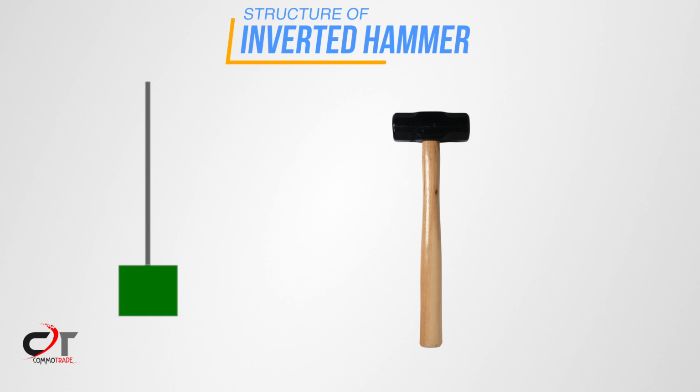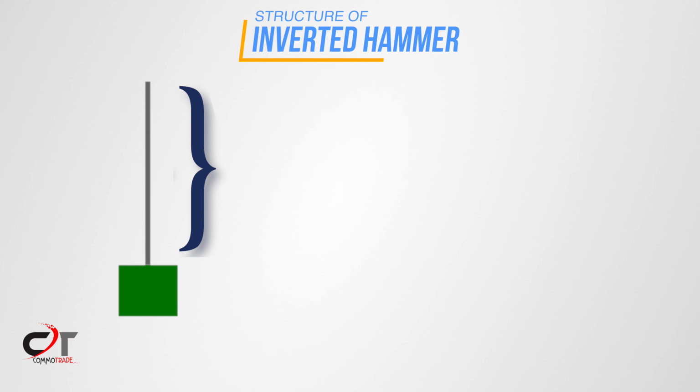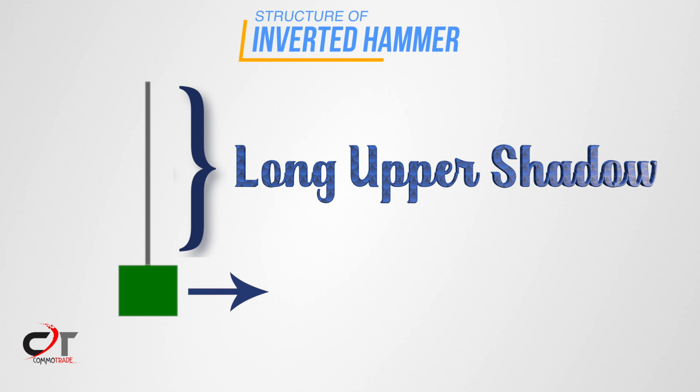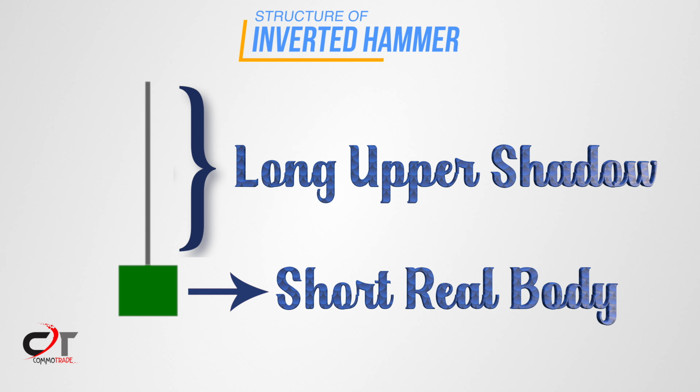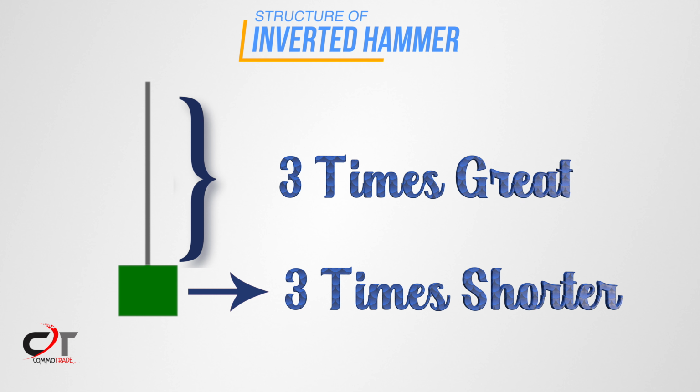The candle looks like a hammer in an inverse position. It is a candlestick that appears on a chart with a long upper shadow and a short real body at the bottom of the candlestick. The inverted hammer's body is 3 times shorter than the shadow, and the shadow is 3 times longer than the body.